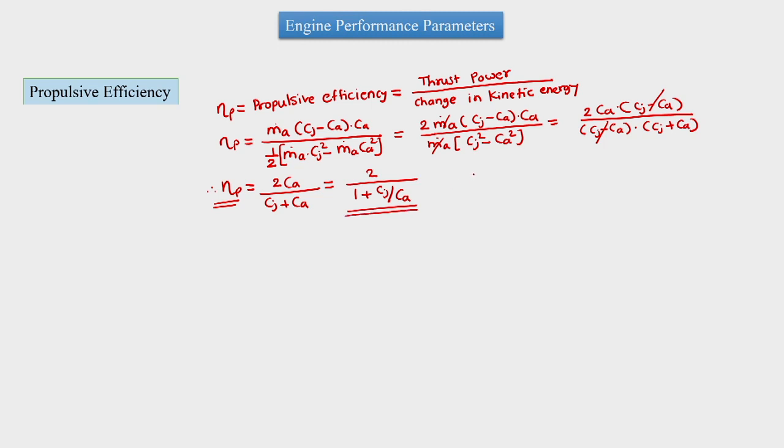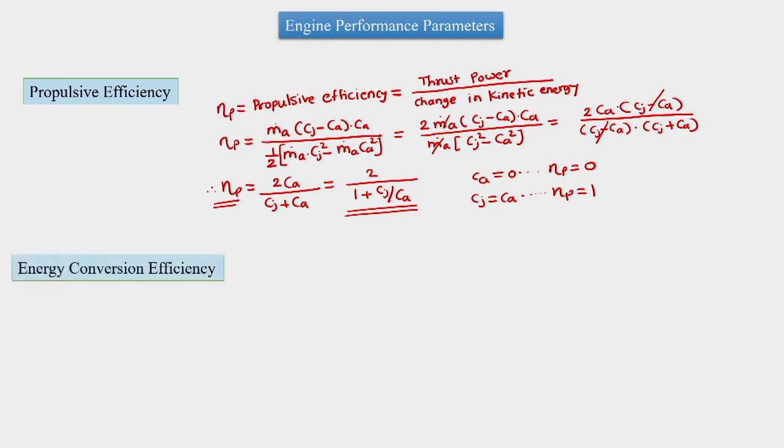As per this formula, it is evident that if Ca is equal to 0, then propulsive efficiency is equal to 0. Further, Cj equal to Ca would lead to propulsive efficiency equal to 1. So this is the definition of propulsive efficiency of an aircraft. Propulsive efficiency is one of the performance parameters of the aircraft engine.